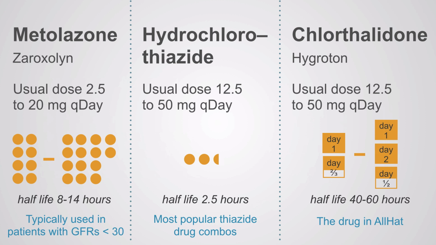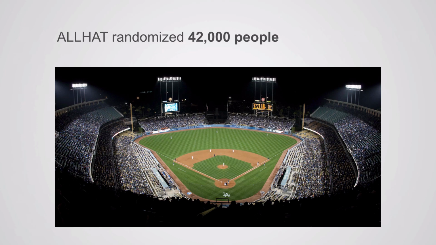Metolazone, trade name Zaroxolyn, is a drug with a much longer half-life and is typically used in patients with low GFRs. Chlorthalidone has the longest half-life of all, a half-life measured in days rather than hours, and it was the drug in the largest hypertension trial ever conducted, ALLHAT.